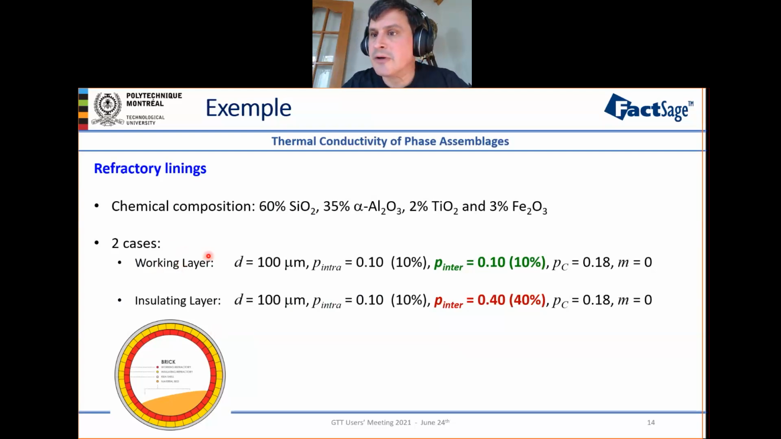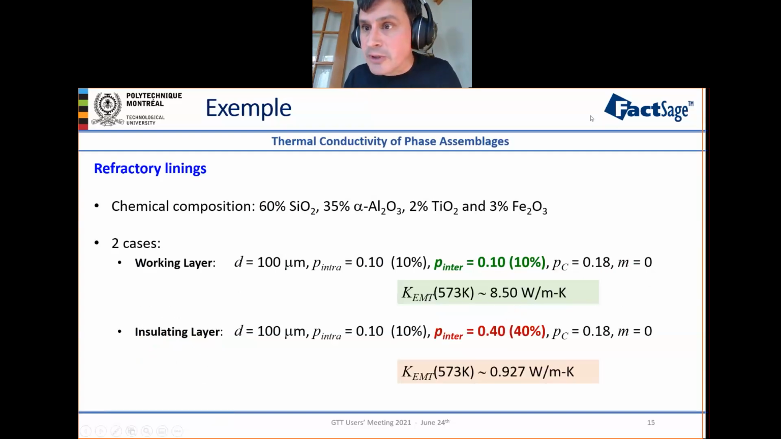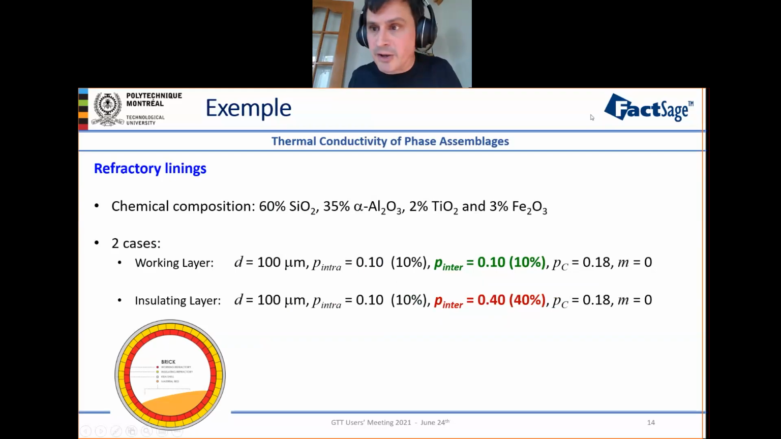a working layer with grains of 100 micron, intragranular porosity of 10%, intergranular porosity of 10%, and a critical porosity of 18%, and M equals 0. And below that layer, there will be a thermal insulation layer with the same characteristics but a much higher intergranular porosity of 40%. So at this point, I will go in the equilib module.